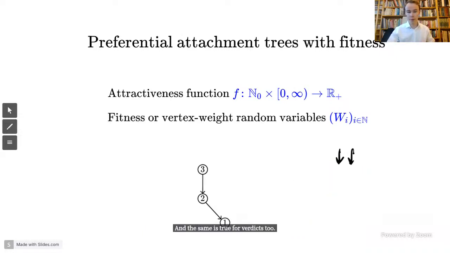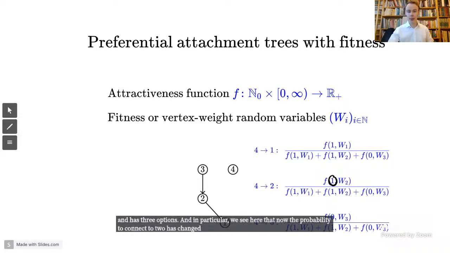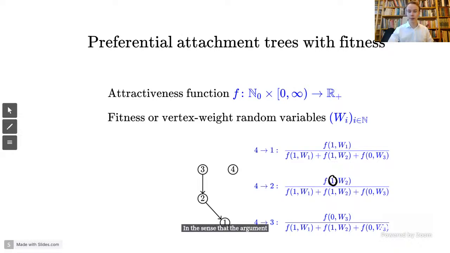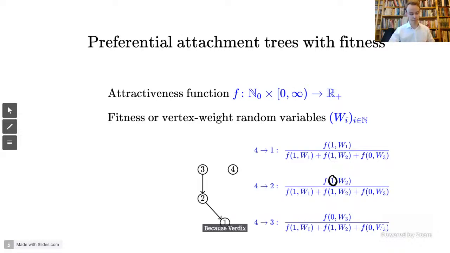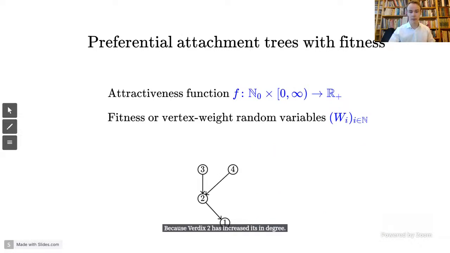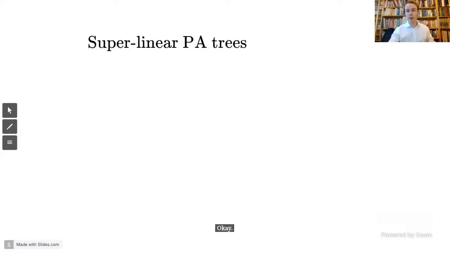So suppose that 3 connects to vertex 2. Now a 4th vertex comes in and has 3 options. And in particular, we see here that now the probability to connect to 2 has changed, in the sense that the argument of this attractiveness function f in this probability has gone from 0 to 1 because vertex 2 has increased its integrity. Right? So, okay, maybe 4 connects to 2, and this continues on and on and on. Okay, so this is a general setup. You could choose whatever you would like for this function f.